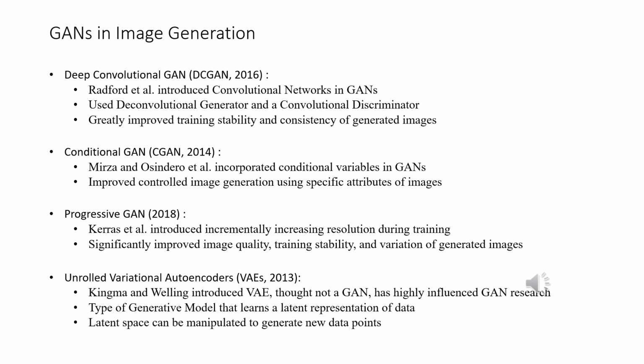The progressive GAN was introduced by Karras and team, and it introduced incrementally increasing resolution during training. This significantly improved image quality, training stability, and variation of generated images. Variational autoencoders, also known as VAEs, were introduced by Kingma and Welling. Although this is not a GAN, it is highly influenced by GAN research. This is a type of generative model that learns a latent representation of data. This latent space can be manipulated to generate new data points.